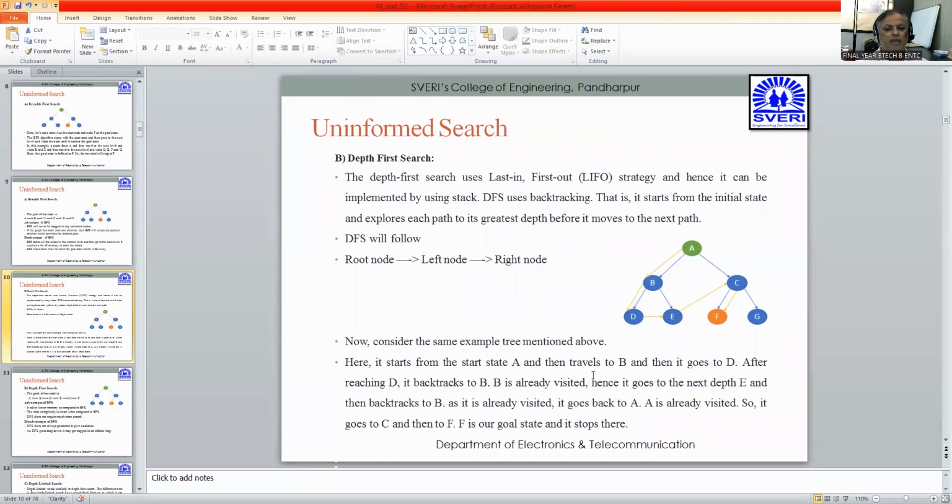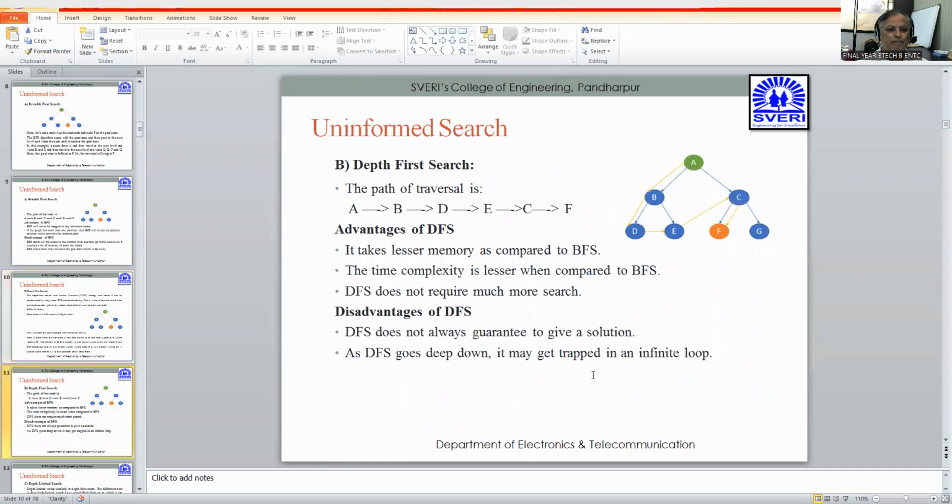So how can it go? It will start from A, travel to B, then go to D. Then from D it will backtrack to B. A, B, D. From D it will go back to B. It will see that B already exists. So from B it will go to E. Correct? From E it will go back towards B. Then it will see that B and A already exist, so from E it has to go to the next level, so where will it go? It will go to C, and from C it will go to F. In this way, F will be our goal state and it will stop here. This is called depth first search. So you can see from A, B, D, E, C, and F.